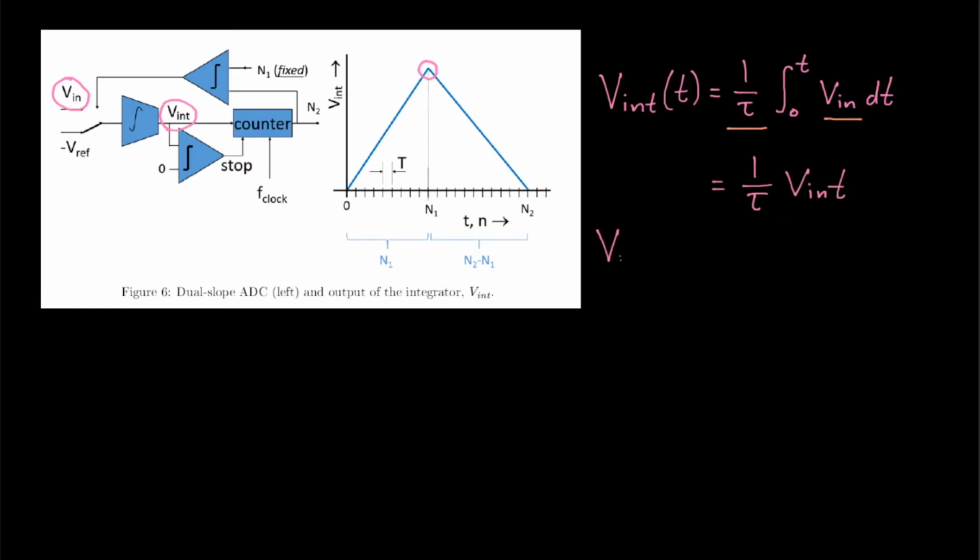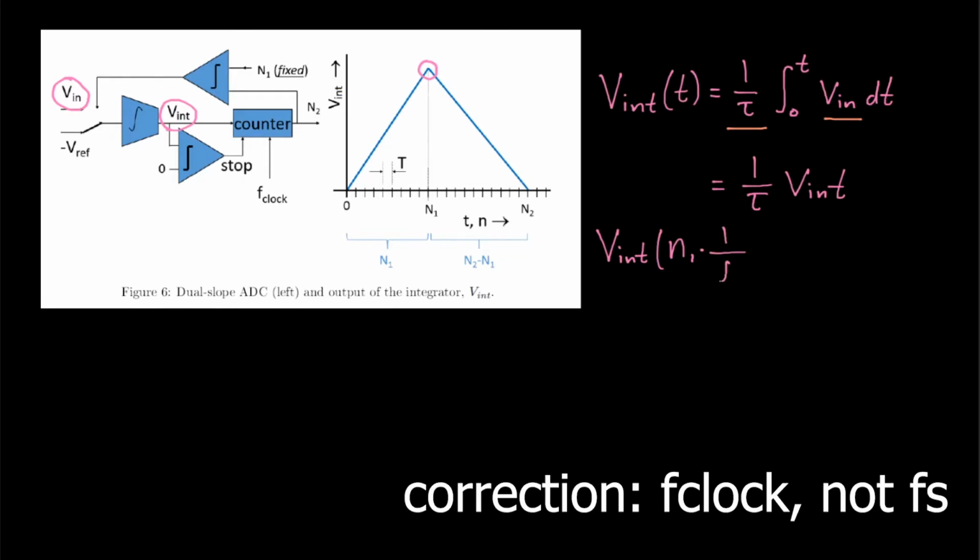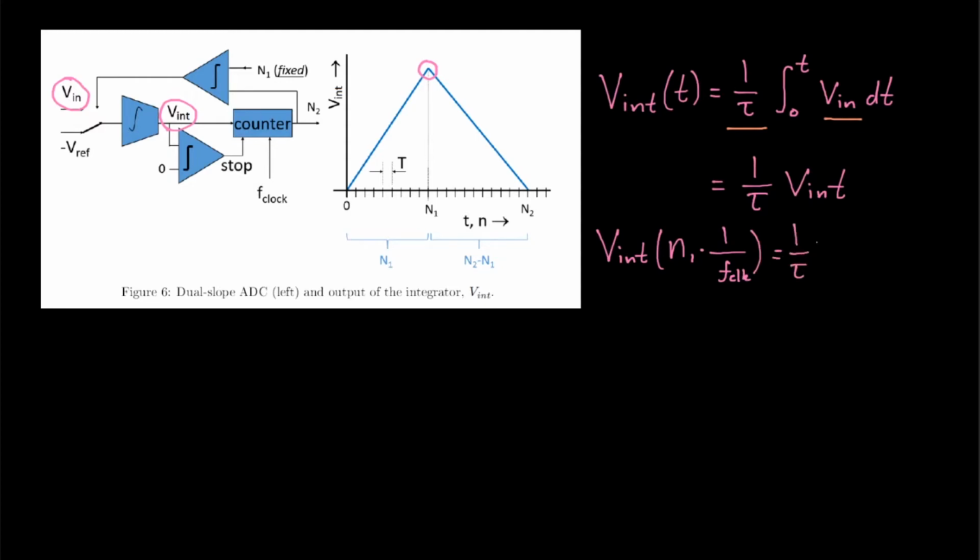If we now want to find the voltage after N1 clock cycles, or the voltage at the peak, we can simply evaluate the function at N1 over f clock, or in other words, N1 times the clock period. This gives us 1 over tau, Vin N1, times 1 over f clock, and we will also denote this as V peak in the following equations. We know that in the second phase we will start from V peak and then integrate the negative reference voltage from N1 clock cycles to N2 clock cycles.